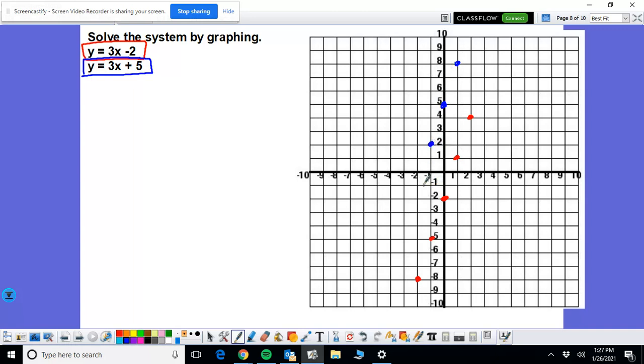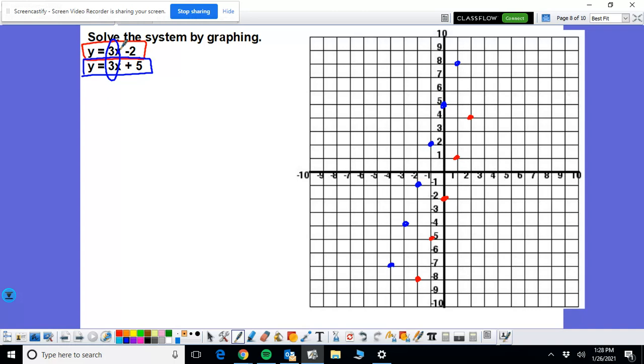Are these lines going to ever meet, guys? What do you think? They're going to meet? They look like they're just staying the same distance apart because they are. What kind of lines are these? If you said parallel, you'd be correct. And I got to say it right here. Look right here. That's a dead giveaway. 3 and 3, they're the same slope. Therefore, the lines are parallel.